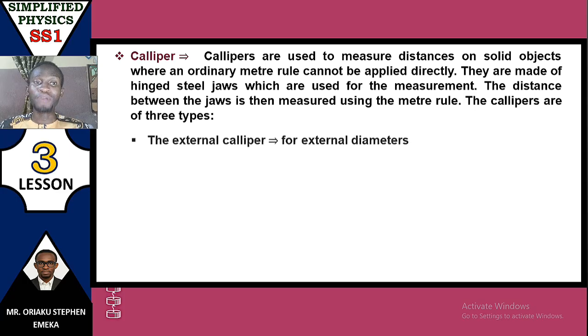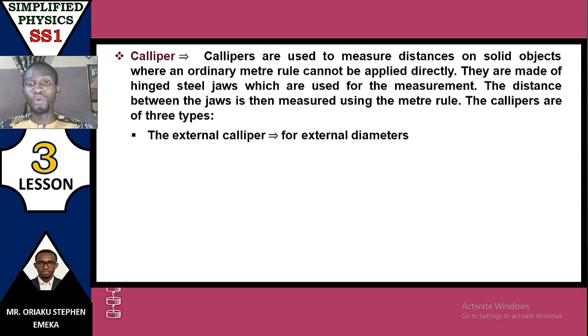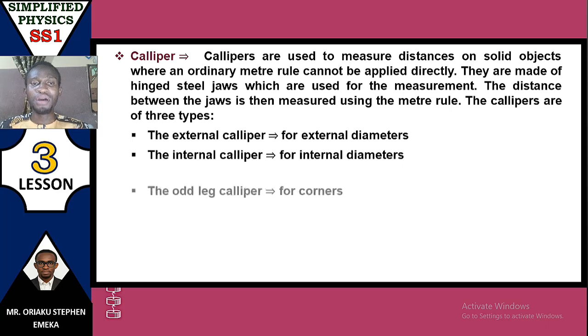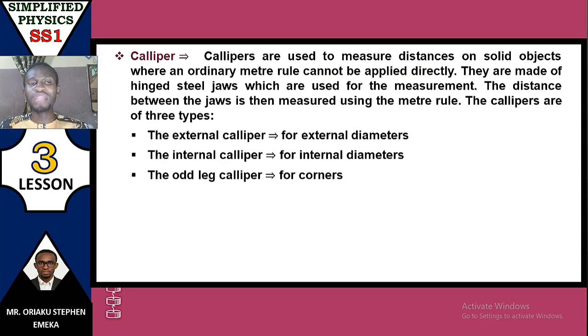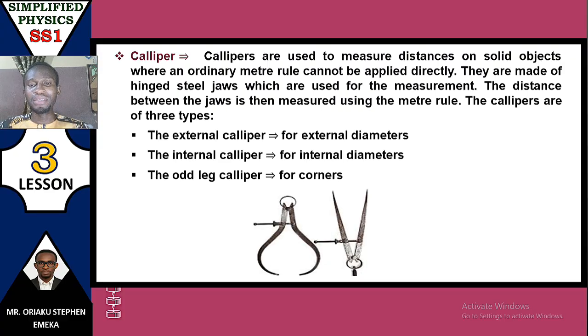We have three types of caliper. We have the external caliper, which is used for external diameter. We have the internal caliper, which is used for internal diameters. We have the odd leg caliper, which is used basically to obtain the center of a spherical or cylindrical object. So the one on the right is the odd leg caliper. Next to it is the outside or external caliper, and the last one is the internal caliper.